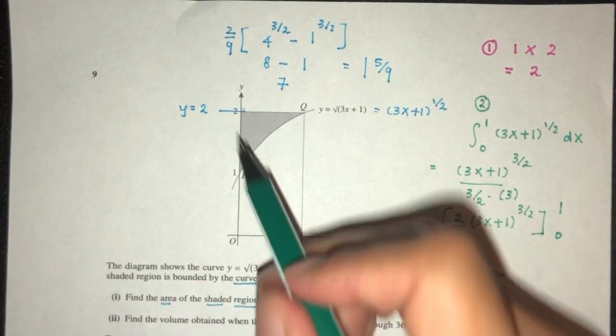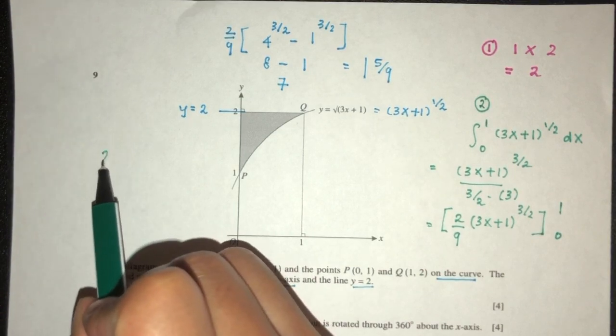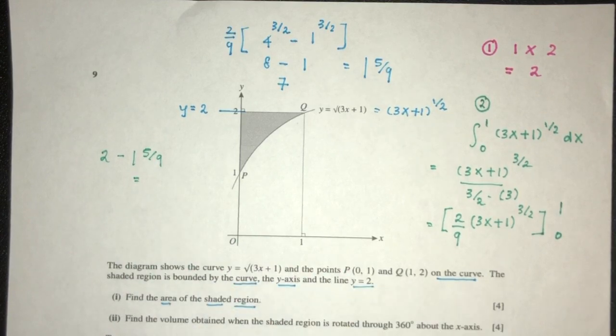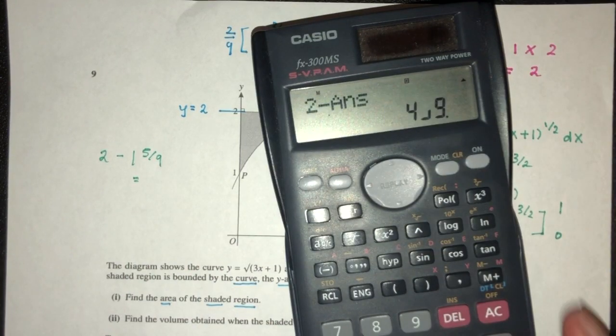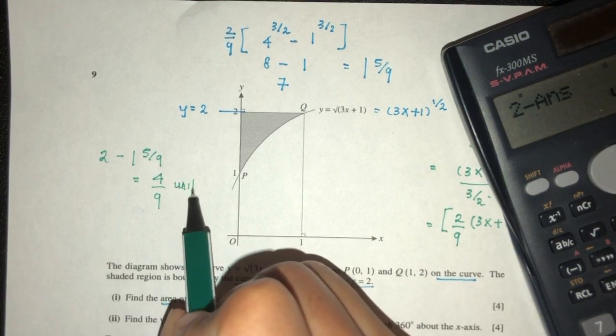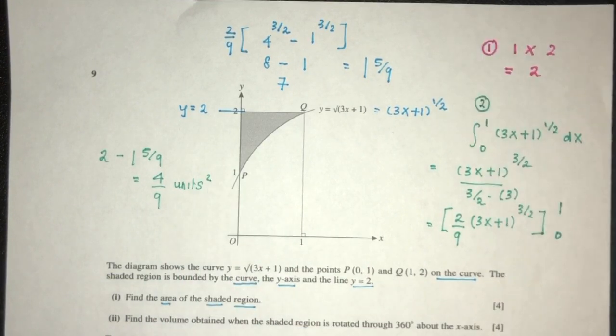Now to find the area that we need, we take the whole thing, which is 2, minus the one that we don't need. Let's see what do we get. 2 minus the answer should be 4 over 9 units square. So this is the answer for question part 1.